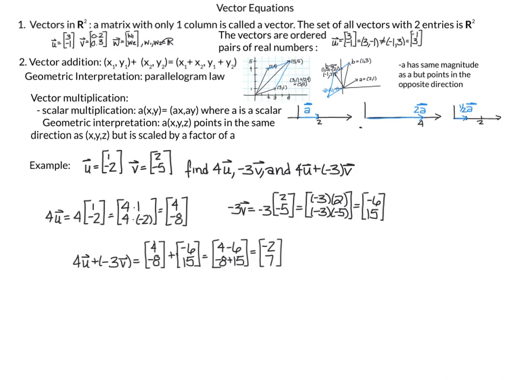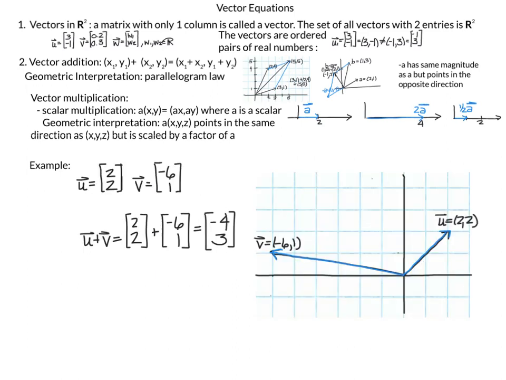I've gotten rid of my drawings to make room for my 4u plus -3v. So my 4u is 4, -8, and my -3v is -6, 15. So 4 plus -6, and -8 plus 15 will give me my -2 and 7.